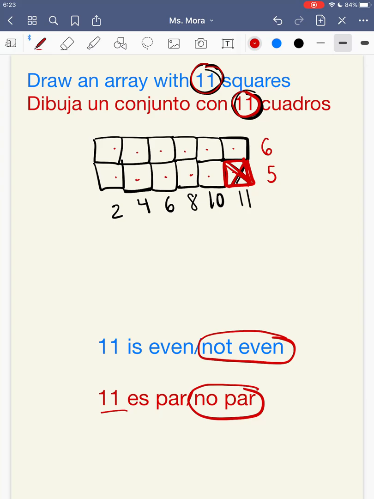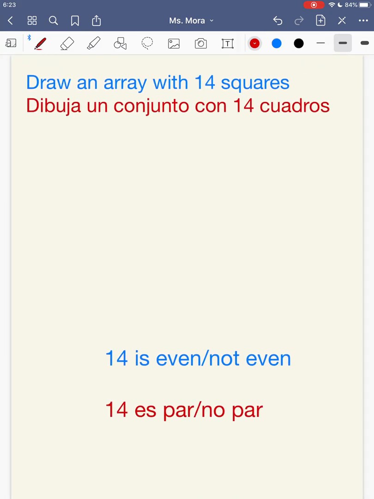Okay, so let's try this one, guys. It says, draw an array with 14 squares.